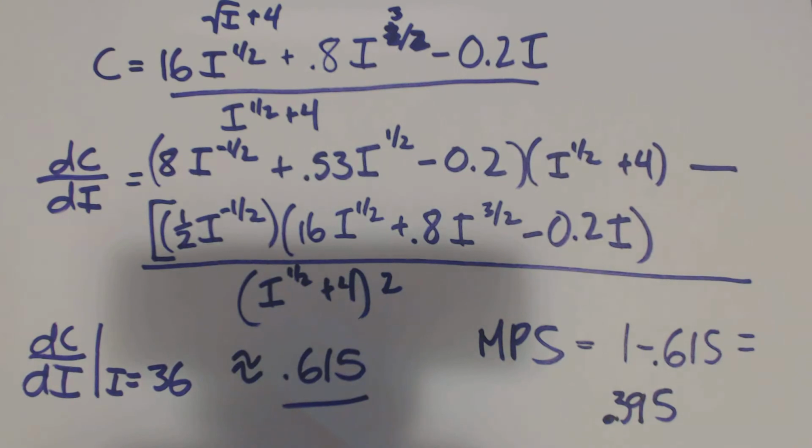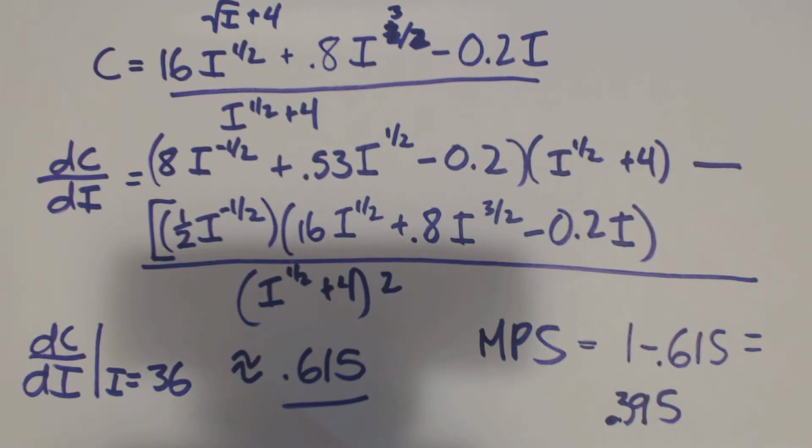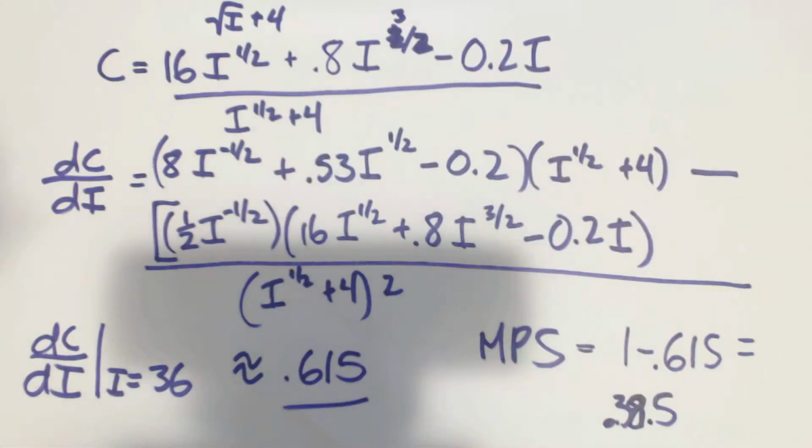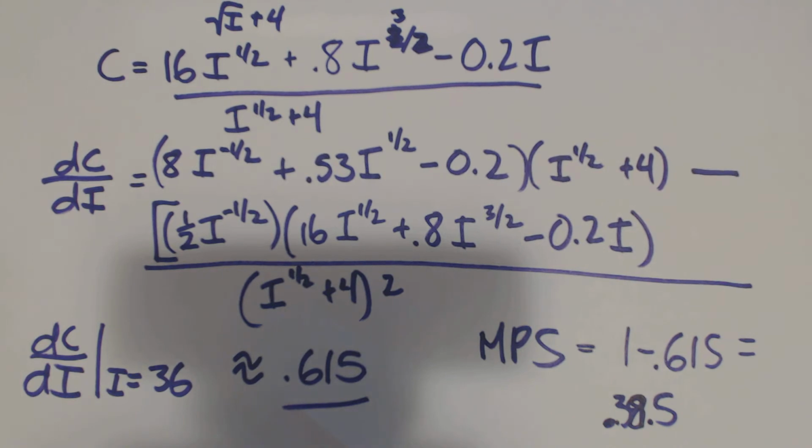And so what this basically represents is that $1 extra of income will result in households buying 62 cents worth of consumption goods and saving 38.5 cents of their income.